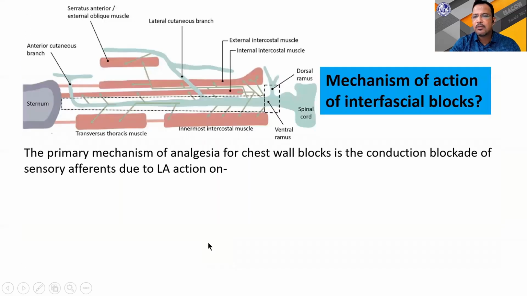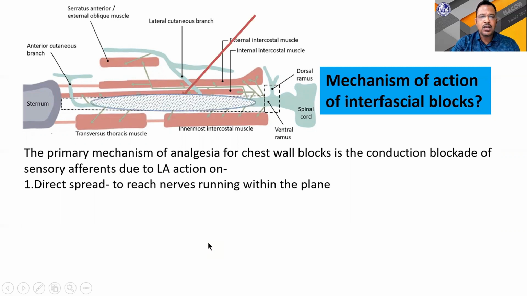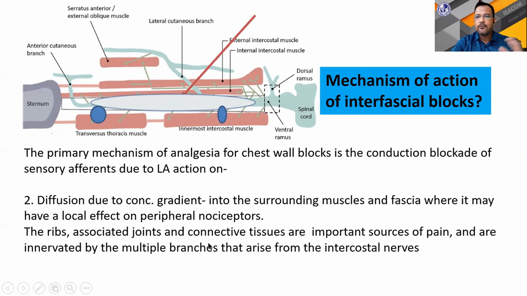So what is the mechanism of action of interfascial plane blocks? It is mainly due to the conduction blockade of the sensory afferents due to the LA action, by direct spread to the nerves running within that plane, or diffusion due to the concentration gradient into the surrounding muscle and fascia, where they act on the peripheral nociceptors.